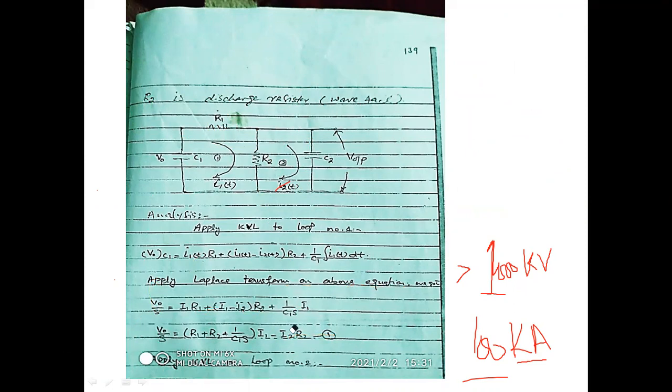So let's design the output for the impulse generator circuit of single stage. Apply KVL. We have two loops, loop number one and loop number two. In loop number one, V naught, the voltage acquired across the charged capacitor C1, is equal to I1 R1 plus (I1 minus I2) R2 plus 1 over C1 integral of I1 dt, because current 1 is flowing in the downward direction and current 2 is flowing in the upward direction.